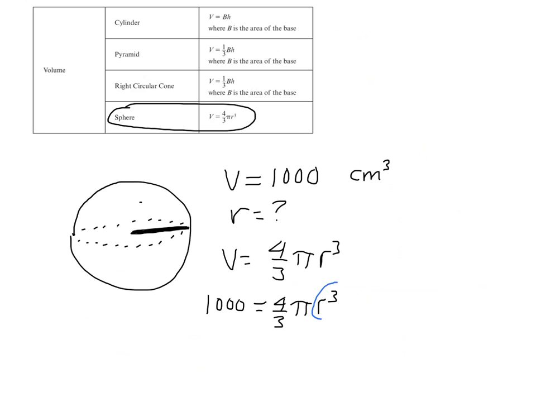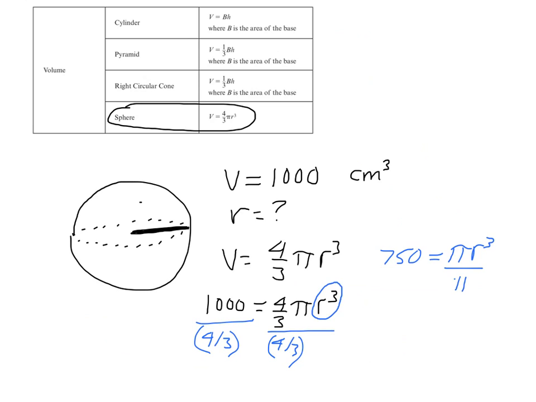So I have to find a way to get the radius by itself. One way to do that is to divide both sides by 4/3. So 1,000 divided by 4/3 is 750. So 750 is pi r cubed. When you divide by 4/3, be sure to put that in parentheses, or you will not get the right answer. You will not get 750. So that's how that begins.